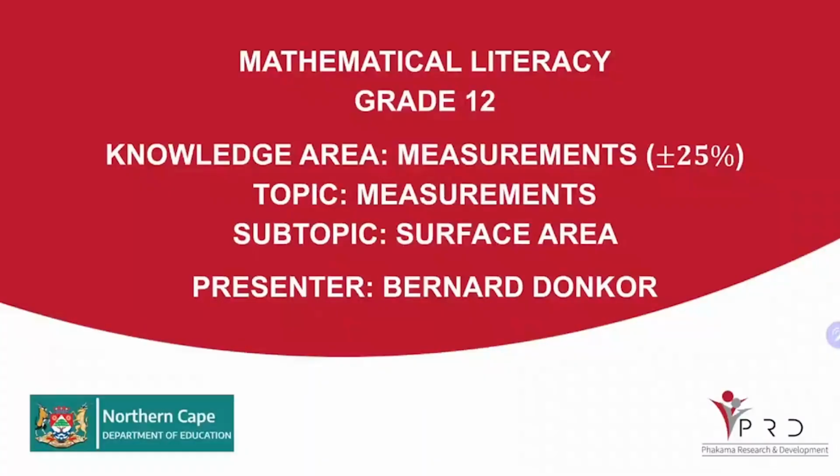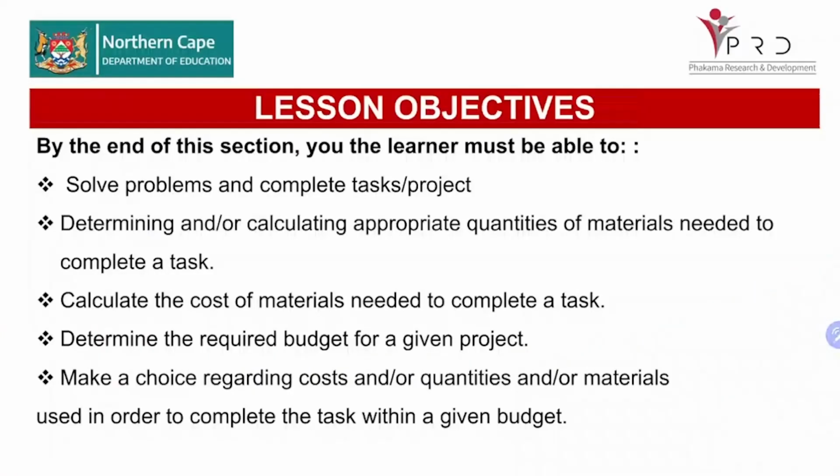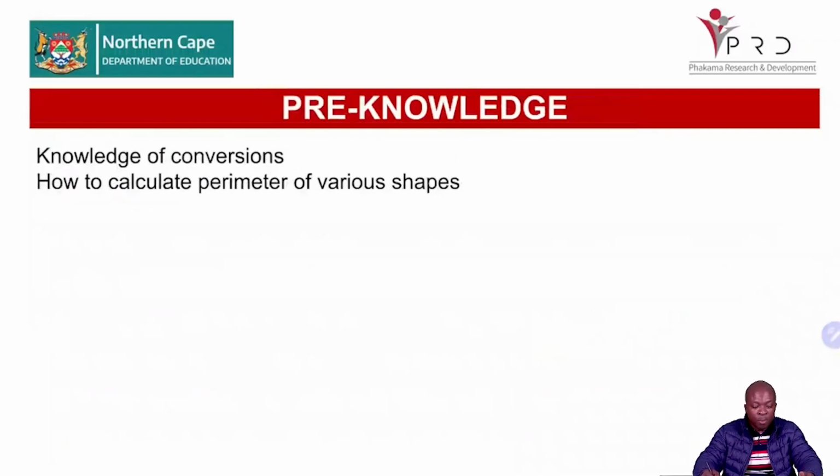Today we want to focus on measurements. Under measurement, we want to look at surface area. What do we expect for us to learn by the end of the lesson? You should be able to solve problems and complete given tasks, especially the ones in examination. You should be able to determine and calculate appropriate quantities of materials in order to complete tasks. You should be able to calculate the cost of materials needed to complete a task. You should be able to determine the required budget for a given task, as well as make choices regarding the cost and quantities in order to complete the task.